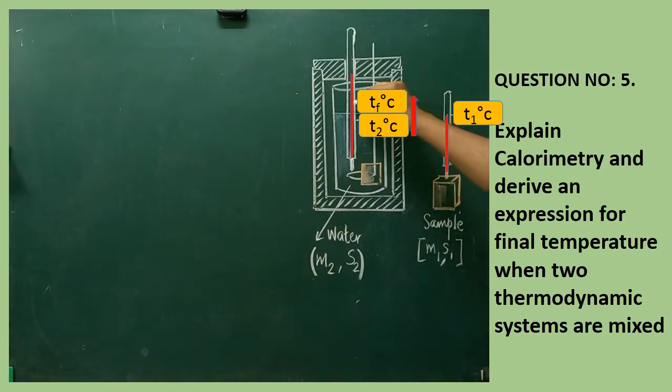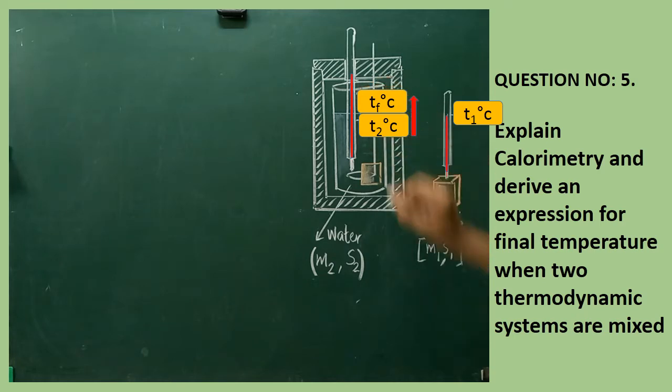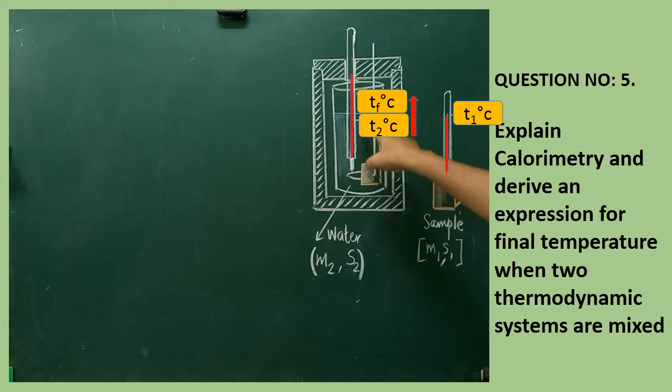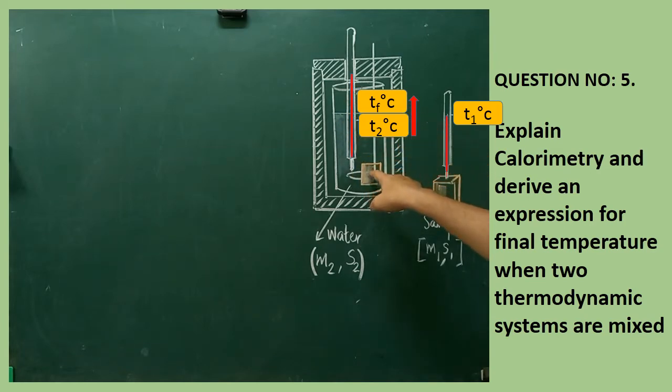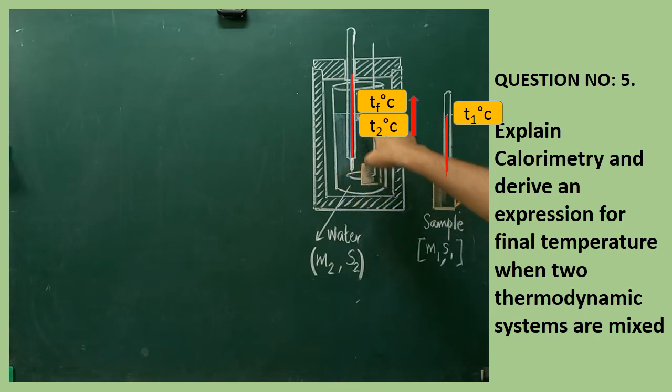Now the thermometer reading will be slightly rising. After rising to a certain temperature, the new temperature, the final equilibrium temperature, can be called Tf degree Celsius. Are you clear? So here heat is lost by the hot body and heat is gained by the cold body. Finally, both the sample as well as water will reach the final temperature.